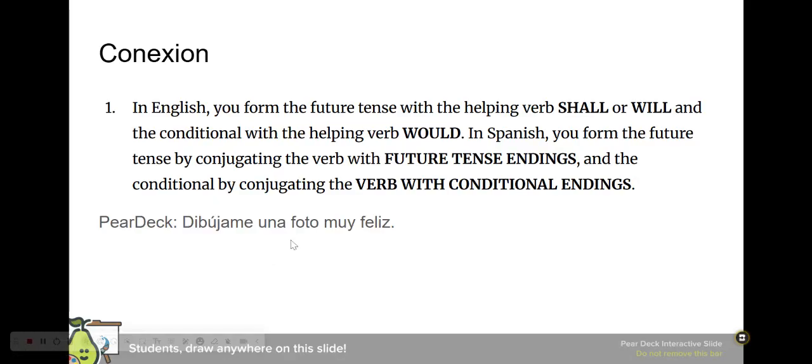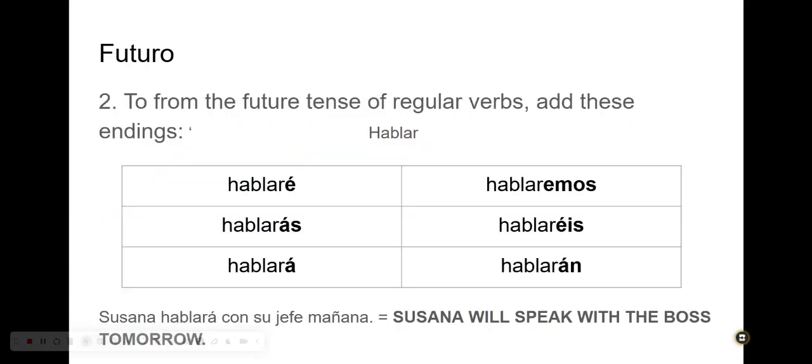So the easy thing about future and conditional tenses is that you don't have to remove any verb ending. So the AR, ER, and IR stays, and you simply add an ending to it. You can draw me a happy picture on this slide if you want. I know it's not a pair deck, but I just said to draw me a happy picture if you could. Okay, so here we go.